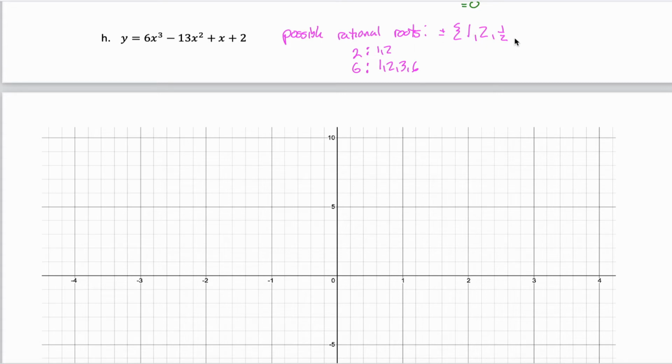This 1 divided by 3 gives me 1/3. This 2 divided by 3 gives me 2/3. This 1 divided by 6 gives me 1/6. And finally, this 2 divided by 6 gives me 2/6, which is equal to 1/3, which is already on my list.